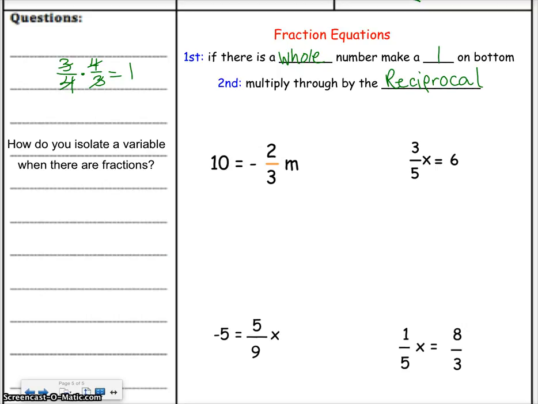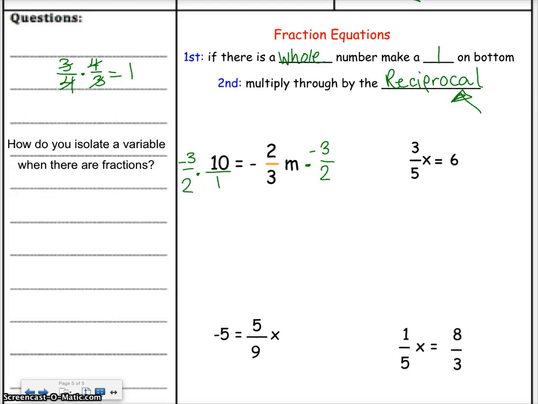So first one, I have 10 equals negative 2/3 m. Put a 1 on my denominator. And then what I want to move is this one, the negative 2/3, because that's by my variable, and that's what I want all by itself. So in order to cancel it out, I need to multiply through by the reciprocal. So I'm going to do it, align it over here. So 3 over 2, and then I want to get rid of that negative as well, so I make it negative. And then I need to maintain balance, so I'm going to do it to the left side too.